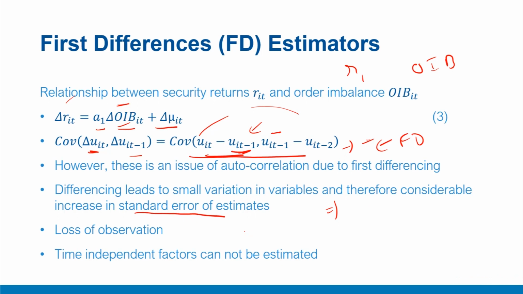Secondly, you also have loss of observations due to differencing. For each security, there is loss of the first observation at t equal to 1, and therefore if there are n securities, you have loss of n observations. Also, here I cannot account for time-independent terms. For example, alpha, any term which is time independent, will be eliminated in this procedure, like we saw that alpha i and a naught, the constant terms which were time independent, were eliminated.